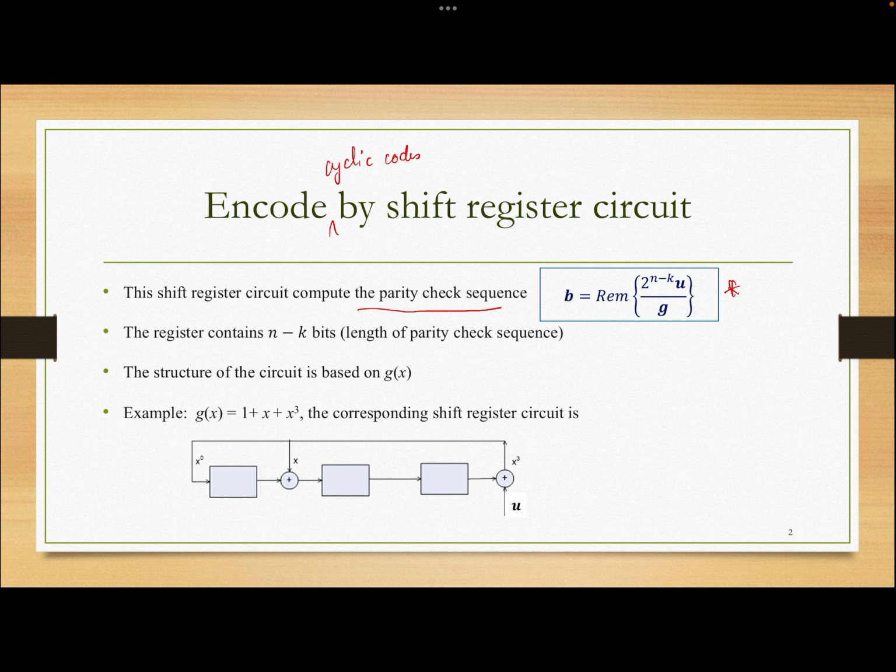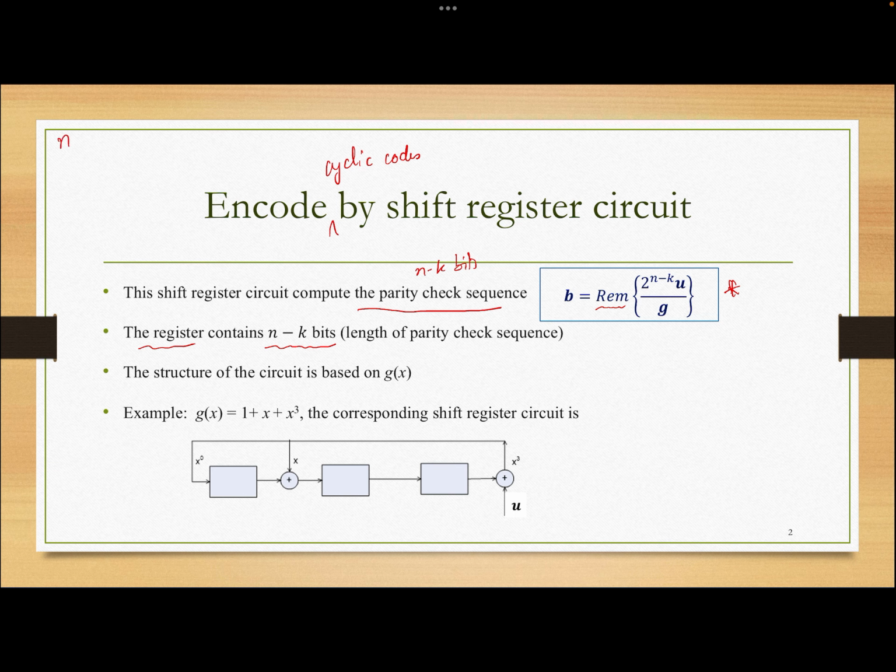The parity check sequence, vector b, is the remainder of x to the n minus k multiplied by vector u, divided by vector g. Since the parity check sequence has n minus k bits, the shift register has to contain n minus k bits also.